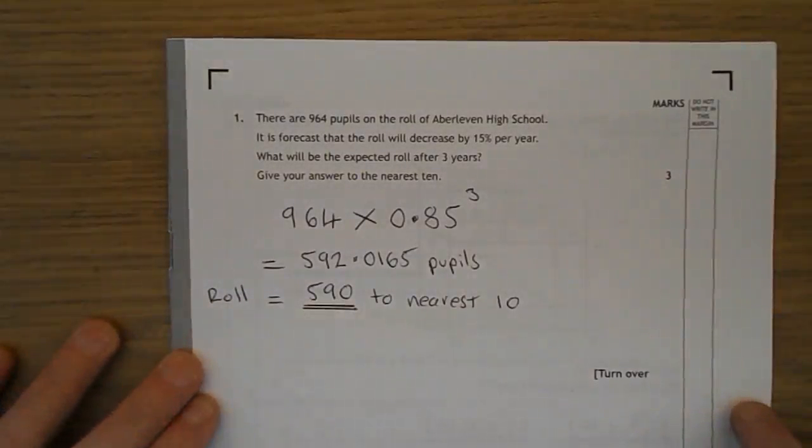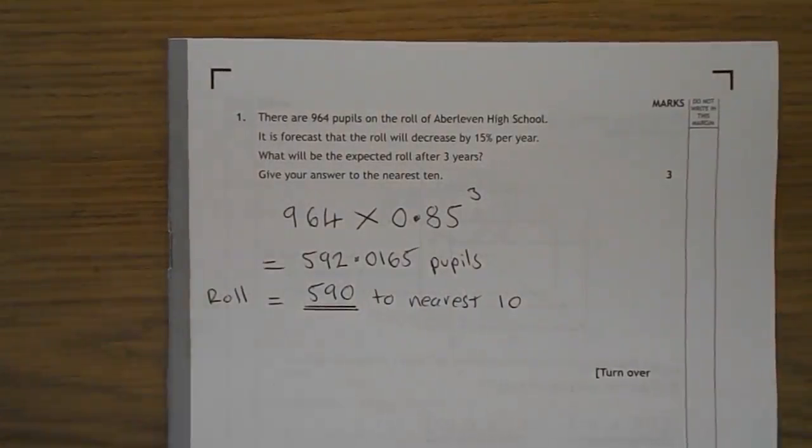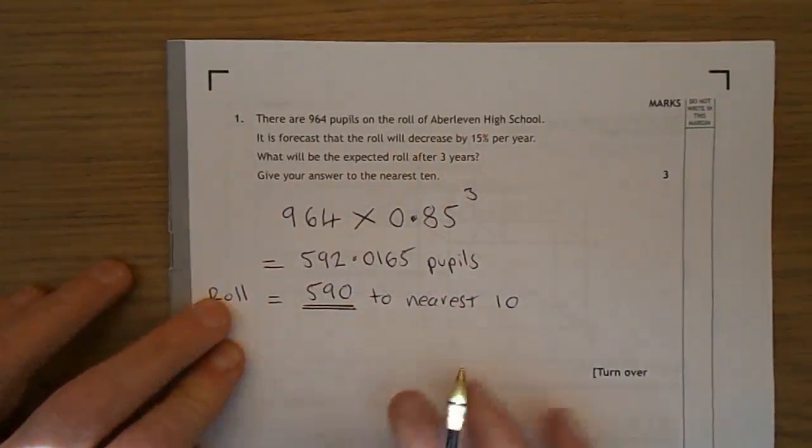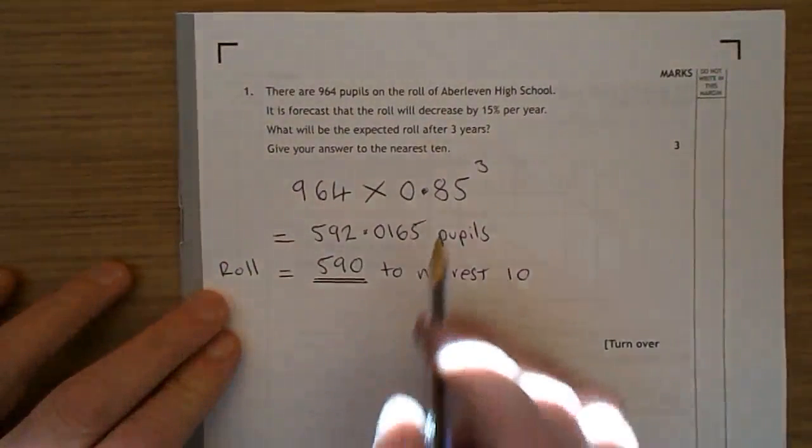Okay, question 1 of the paper 2. There are 964 pupils on the roll of a high school. It's forecast that the roll will decrease by 15% per year. What will be the expected roll after 3 years? Okay, right, so we've got to take away 15%.